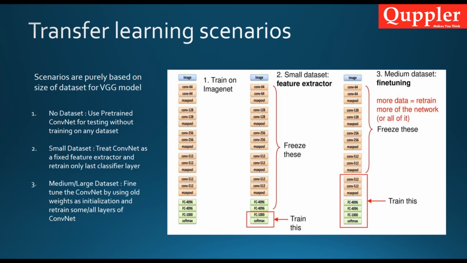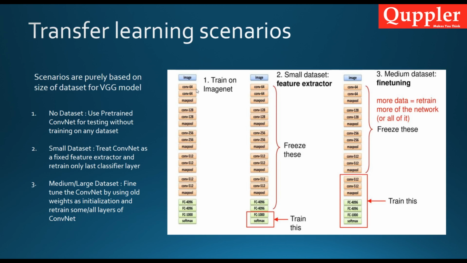Now we're going to talk about the different transfer learning scenarios. Before we begin, we want to make it very clear that these transfer learning scenarios are purely based on the size of the data set you are going to feed the VGG model. For example, in these three diagrams you are seeing different kinds of layers, and all three are from the VGG16 which I have taken.